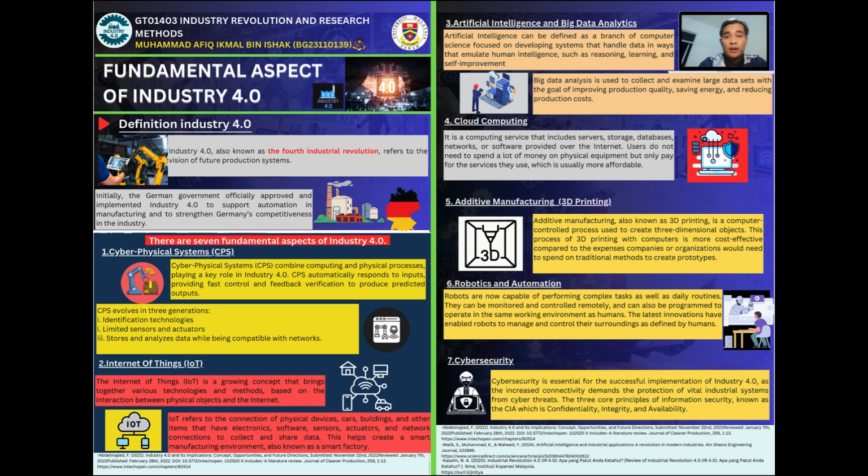Last, the seventh aspect is cybersecurity. Cybersecurity is essential for the successful implementation of Industry 4.0, as the increased connectivity demands the protection of vital industrial systems from cyber threats. The 3 core principles of information security, known as the CIA triad, include the first, confidentiality, the second, integrity, and the third, availability. Without these security measures, the successful adoption of Industry 4.0 cannot be achieved.